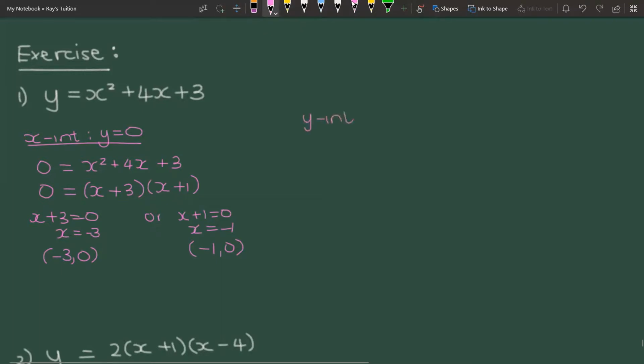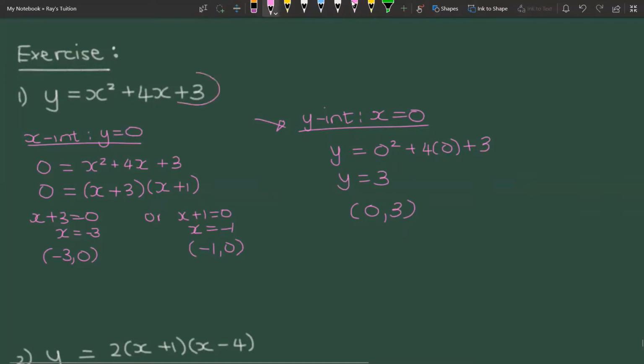Let us go to the y-intercept. To find the y-intercept, we make x equals 0. So here we have that y is equal to 0 squared plus 4 times 0 plus 3. So our y-intercept is 3. So this here is 0 and 3. What you might notice and might save you some time on that calculation is that this here is in standard form, and in standard form, the constant term is our y-intercept.